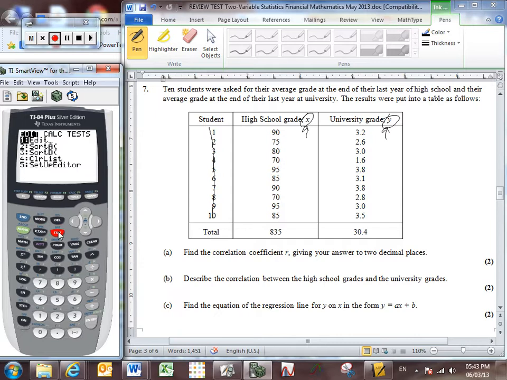Now if I press stat and edit, I'll see that I've got these old lists in here. I can get rid of these lists by going up until the list itself is highlighted and then pressing the clear button. Don't press delete, press the clear button. If you press delete, you'll actually delete the entire column and you won't have a list 2 anymore. Again, up to here, clear, done. Let's put in the values. Skip ahead if you must.